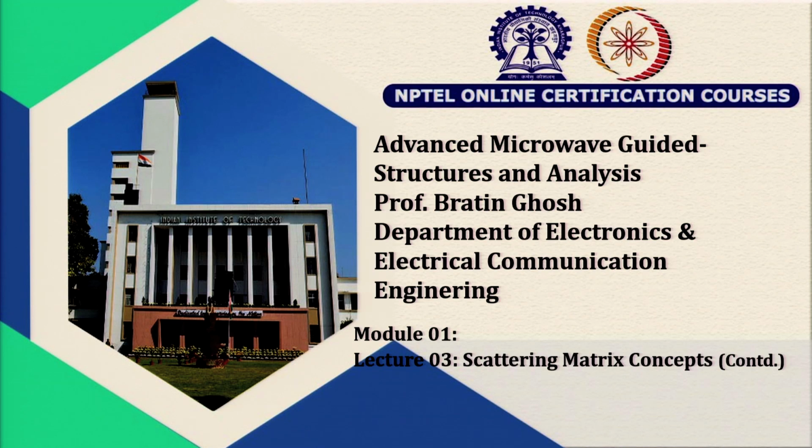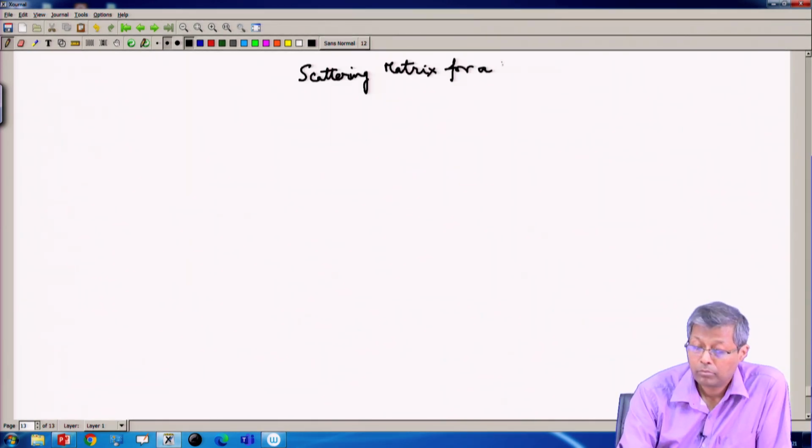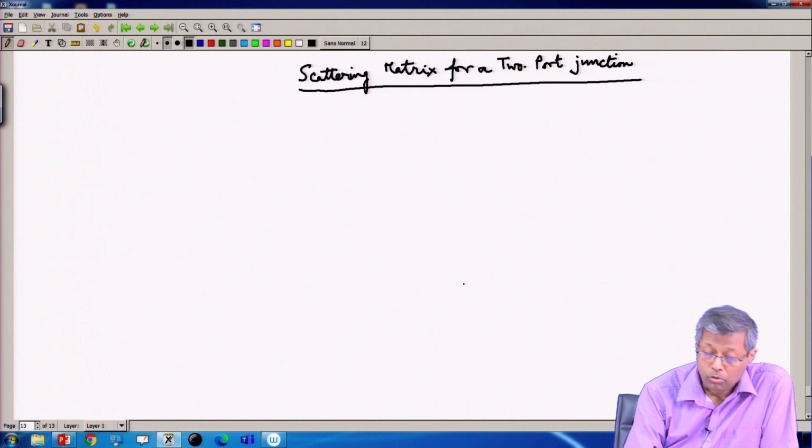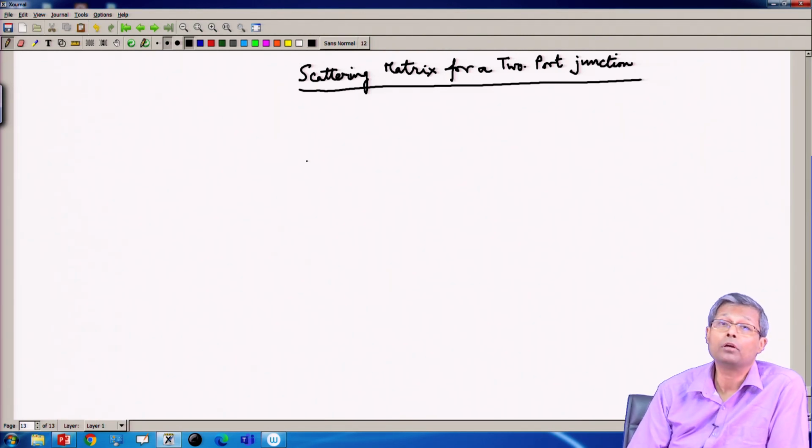So, welcome to the next session of the scattering matrix parameter concepts. Here we will investigate the scattering parameters of a two port junction. Consider a two port network. We now specialize from the n port network to the two port network.